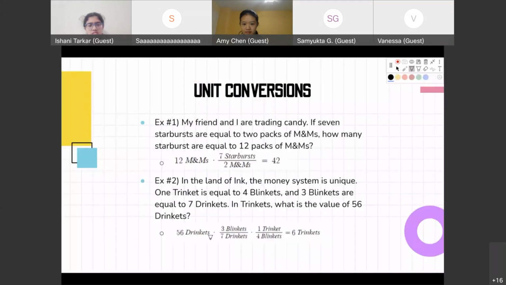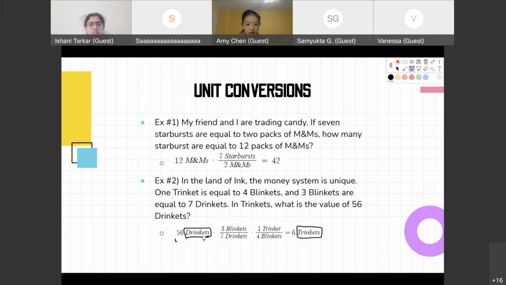Okay. So we started with 56 trinkets, right? And we want to convert the unit trinkets into trinkets over here. So to do that, we multiply the original 56 by unit conversion factors, which basically tells us how many of one unit equals how many of another unit. So we have to convert from trinkets to blankets and then to trinkets. So this is actually 2 steps.